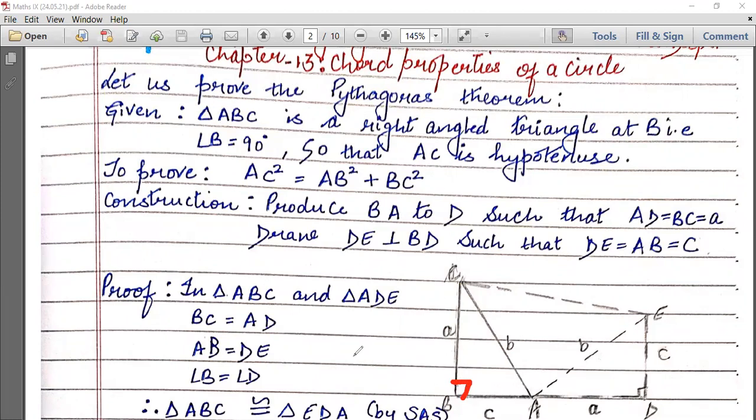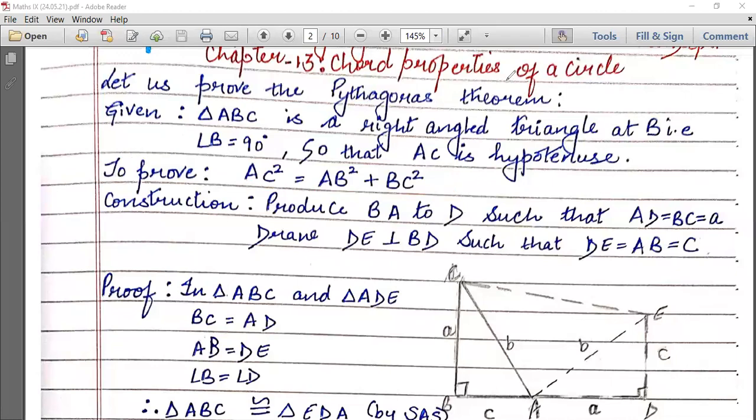Here AB length is c, AC length is b and BC length is a. Okay, children, these are the lengths. Fine. So what is given in the question? Triangle ABC, where angle B is 90°. So your AC is the hypotenuse. And children, what you have to prove here? You have to prove the Pythagoras theorem, that is, AC square is equal to AB square plus BC square.